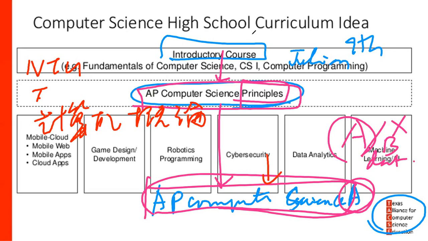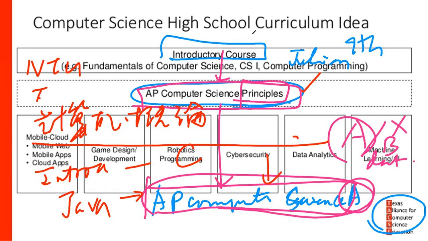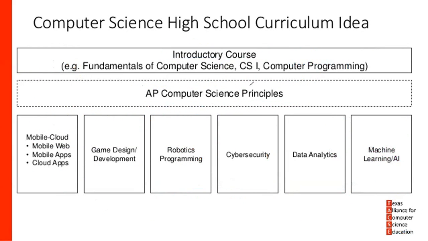And the second course is called Introduction to Programming. At that time, we were teaching C, but right now we teach Java. So these two courses are quite different. The first one, called principles, focuses on different domains of computer science, right? And the second one, the Java one, focuses on only one programming language and does programming. So these are the current high school curriculum structure, okay?